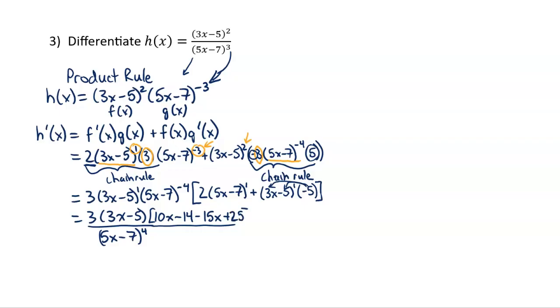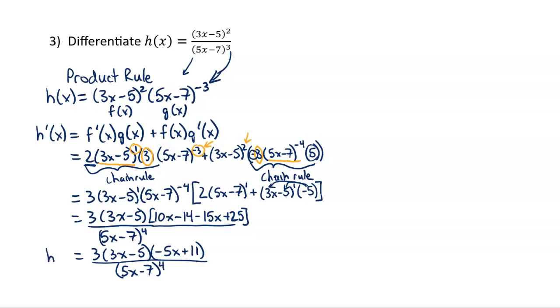And the last step I want to do here is just collect those like terms in the square brackets. They don't have to be square brackets; I've just written them there for clarity's sake. So I'm going to write everything now without square brackets. So the 10x minus 15x gives me negative 5x, and then the negative 14 plus 25 gives me plus 11. And there is your final answer.